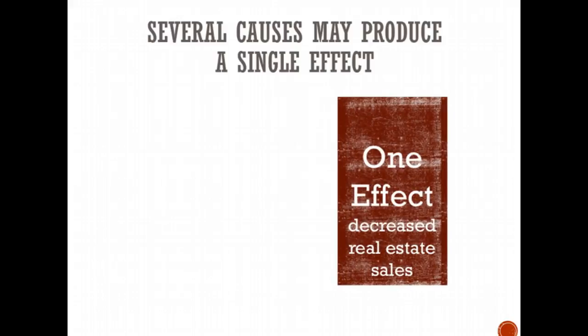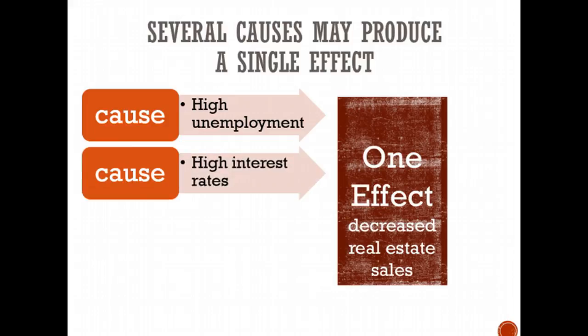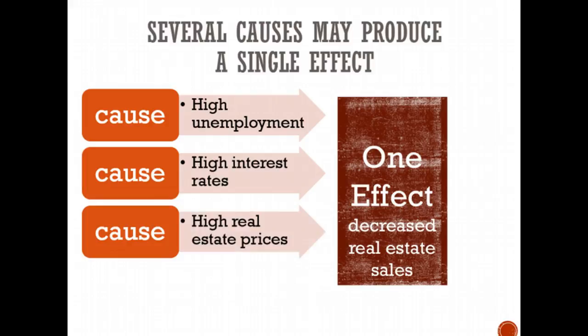Several causes may also produce a single effect. So we're going to start with one effect, which is the decreased real estate sales, or the fact that not as many people are buying houses. One cause might be high unemployment. People don't have jobs. Another cause might be high interest rates. The loans are very expensive. Another cause might be high real estate prices. The houses themselves are expensive. All three of these causes contribute to the single effect that fewer people are buying houses. Now is a good time to go to checkpoint number 3.